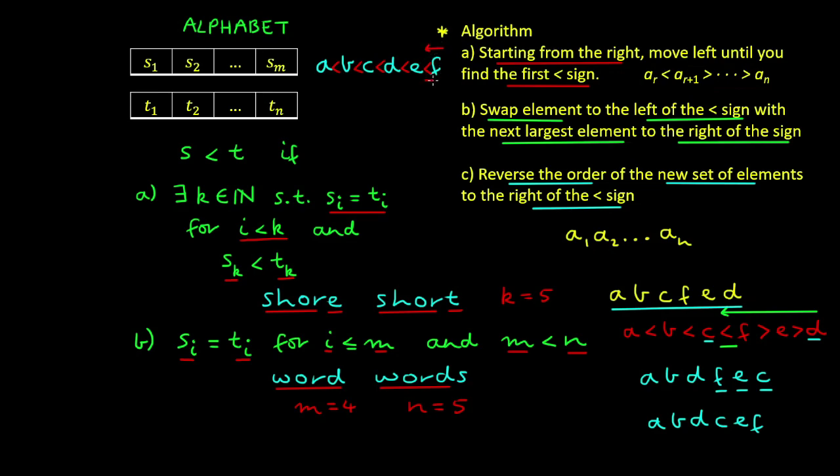And by the same rule, we're basically swapping the element to the left of this sign with the next largest element to the right. So effectively F gets swapped with E. And then reversing the order of the new set of elements to the right of the less than sign. We only have one element to the right of this sign, so we do nothing in this last step. And therefore this is our next permutation after this permutation of characters in lexicographic order.